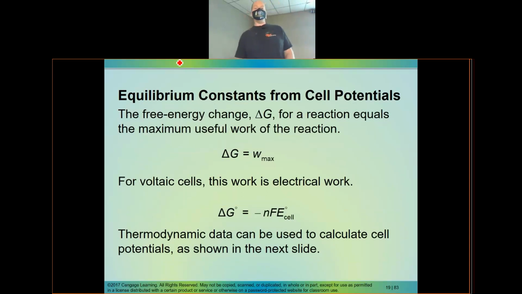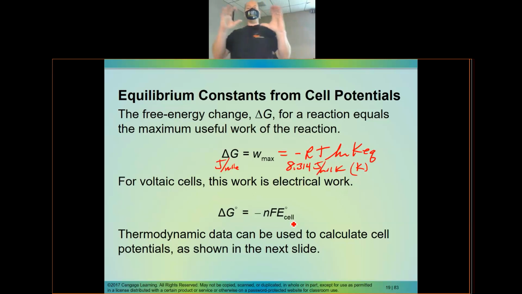All right, so now we're going to do equilibrium constants. We already know these equations. We know that delta G is equal to work max, and that is, of course, negative RT ln KEQ. So we have that from the last chapter, that your delta G is equal to negative RT ln KEQ. This is your 8.314 R value because we are in joules per mole Kelvin, because then your delta G has to be in joules per mole, and then the joules will cancel. Temperature always has to be in Kelvin. All right, and then your KEQ, anytime you have an ion in solution, it's molarity. Anytime you have a gas, it's atmospheres.